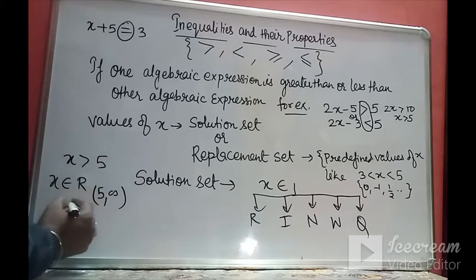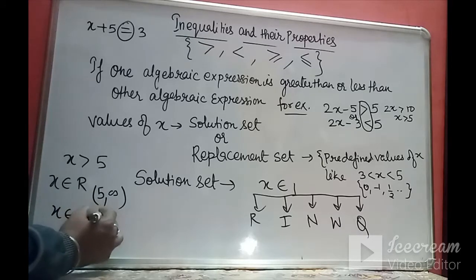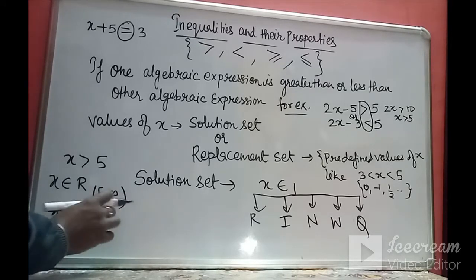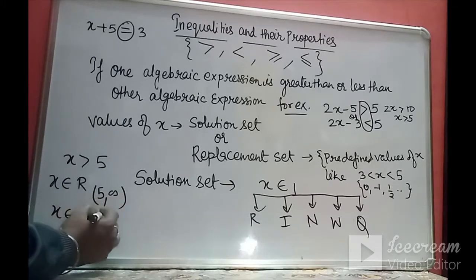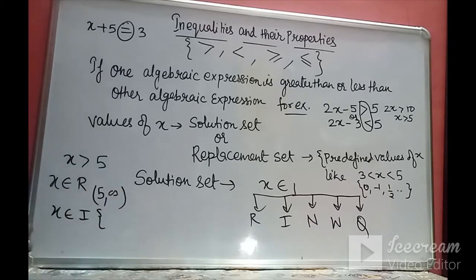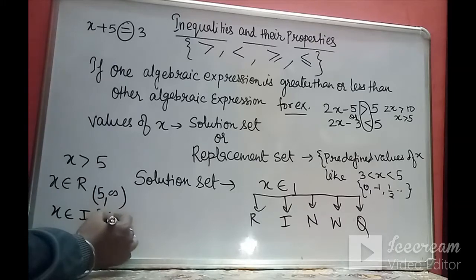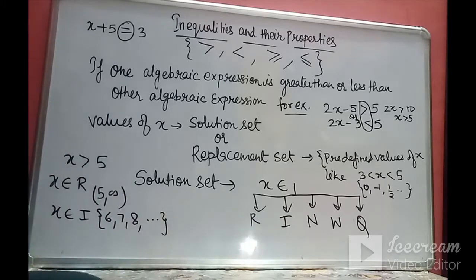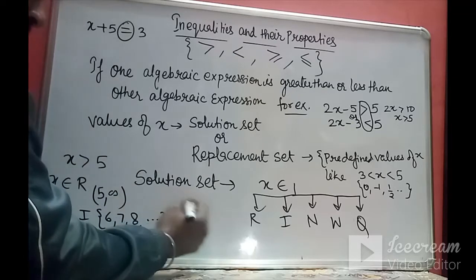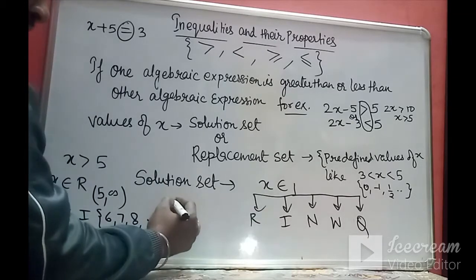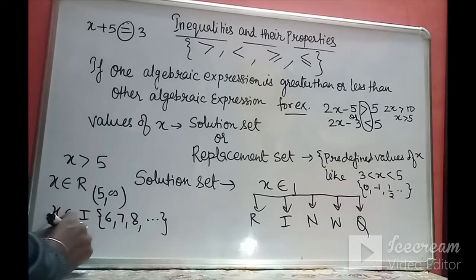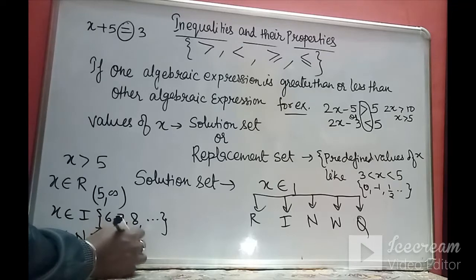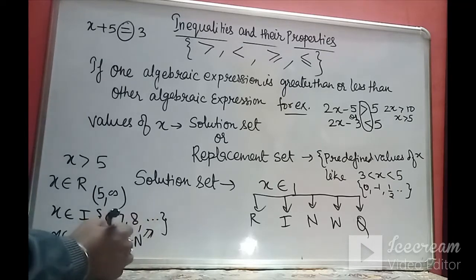Suppose I get a solution set as x belongs to integers. In this I had a range of values, but in case of integers I will have individual values, like all the integers greater than 5, that is 6, 7, 8 and so on. Similarly, if x belongs to natural numbers, I will have the same solution. If x belongs to whole numbers, again I will have the same solution.